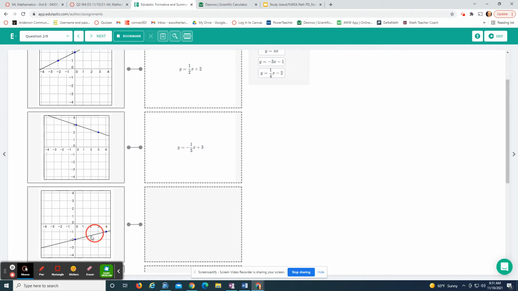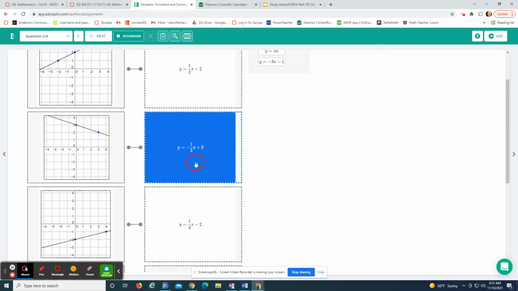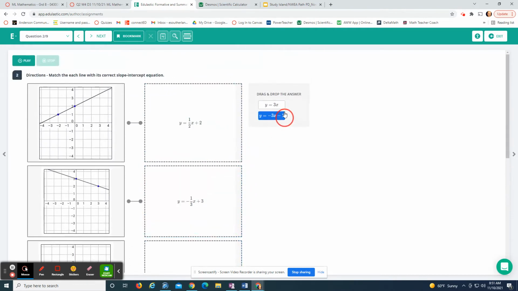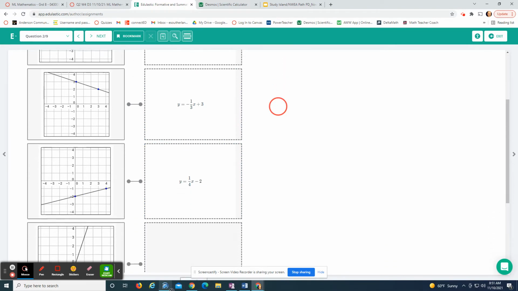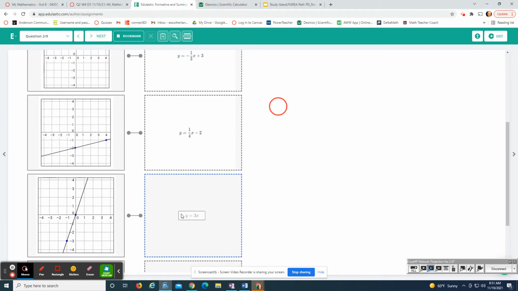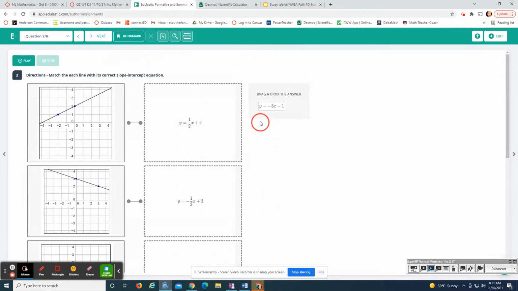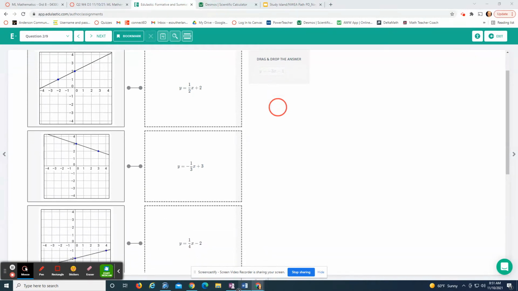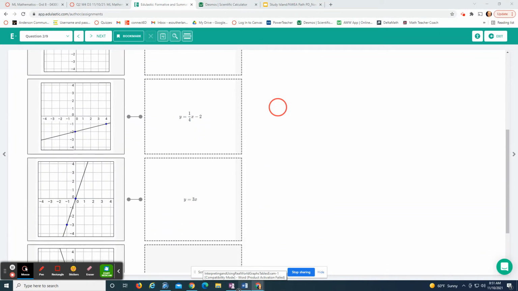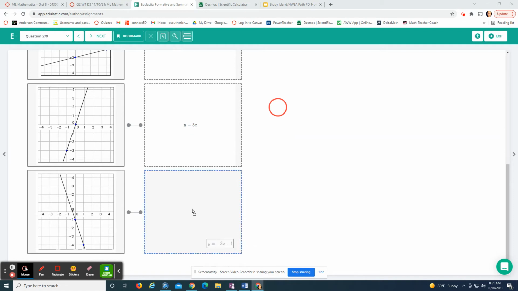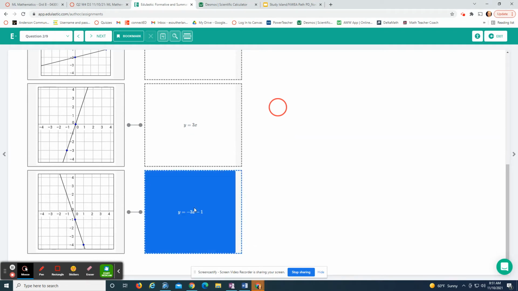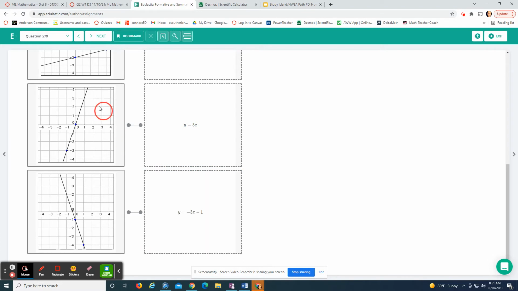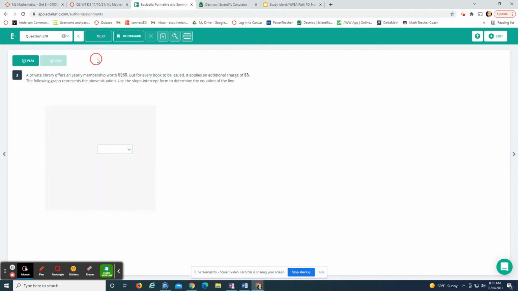For the next one, it's going to end in minus 2. This is the only one that ends in minus 2. The next one, we need it to end in 0. It doesn't have one, and when it doesn't have one, we know it's 0. So this one is the one that is 0, which means that minus 1 has got to be the last one. And so then we click next.